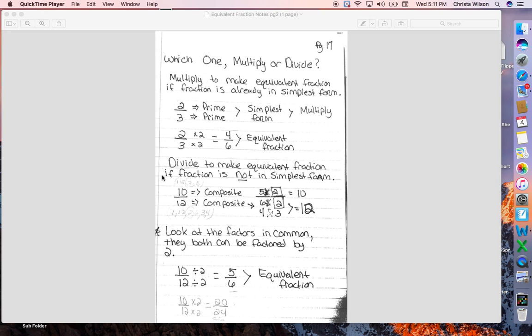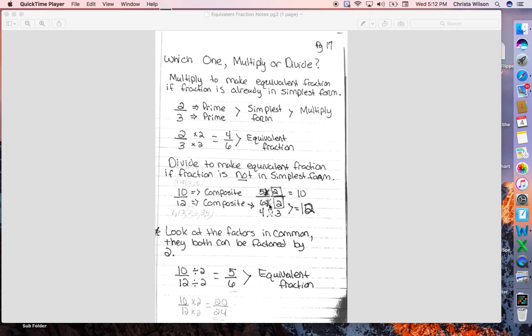Now, you can divide also to make equivalent fractions if it's not in its simplest form. So if we're making it smaller, then we can look at 10/12. Okay? It's not in its simplest form. From our prime and composite lessons, we know that 10 has factors and 12 has factors other than itself and 1. So what do they have in common? Well, we can use 2.